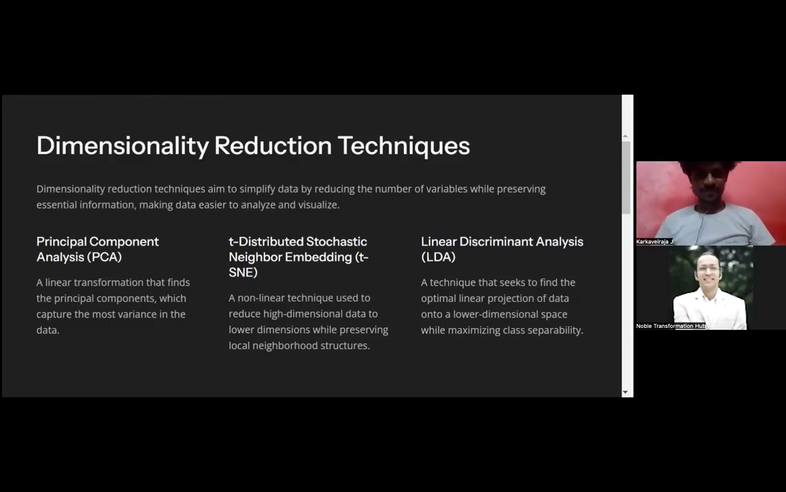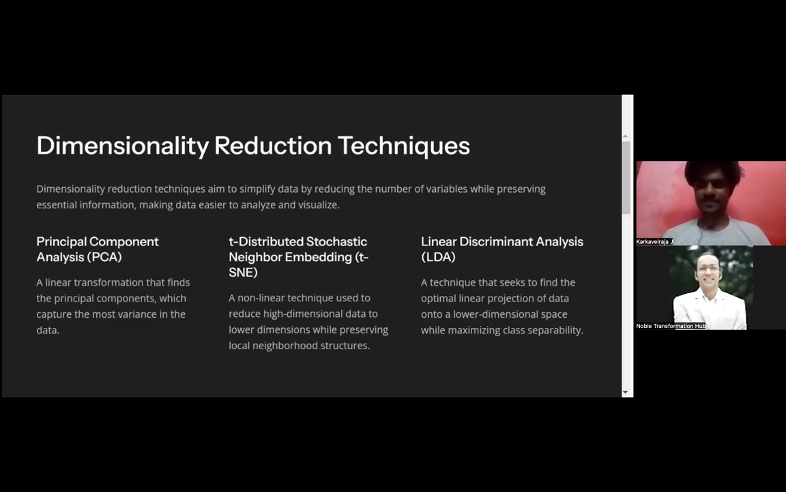Yes, so dimensionality reduction technique, DRT. It is used simply to simplify the data by reducing the number of variables while preserving the essential information. You need to have that, because guys, see, if essential information is removed, then you are not going to build a great model, okay? And performance will be poor. So that is why.